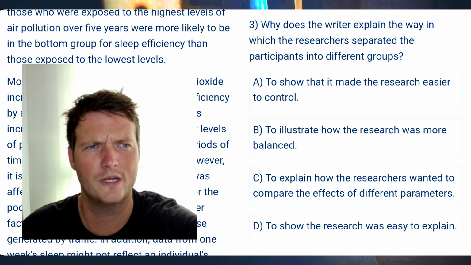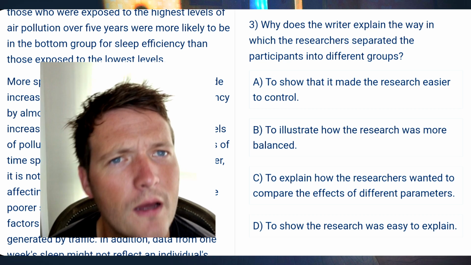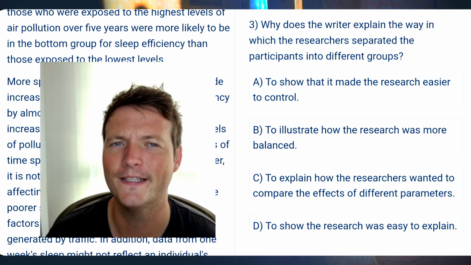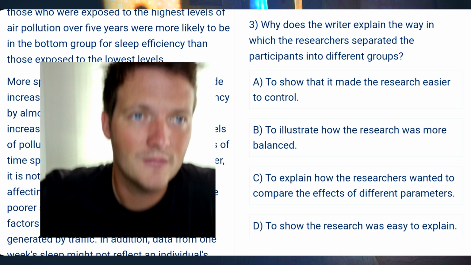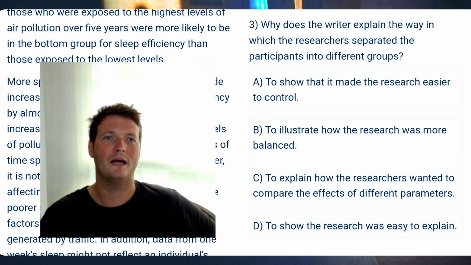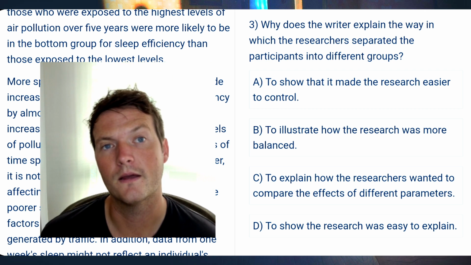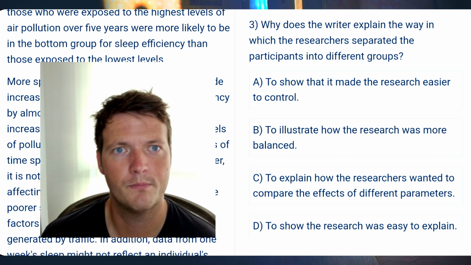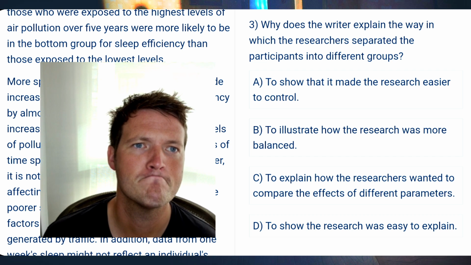I've got to say, this is a really, really difficult question. I don't know. I've got to say, I don't like the wording of this question at all. It's very confusing. The only one that really makes sense to me there is B, to illustrate how the research was more balanced, because they explain how they're put into different groups, and that it's not just pollution, they're kind of trying to control for smoking and that kind of thing as well?